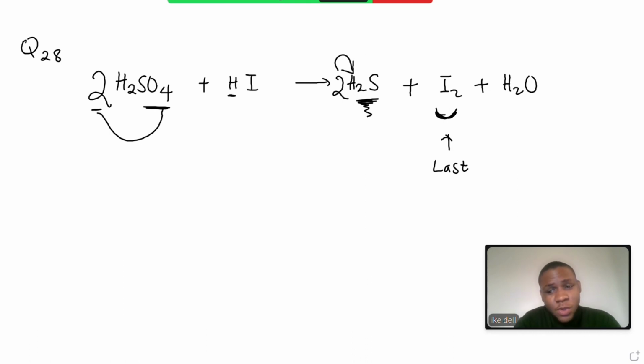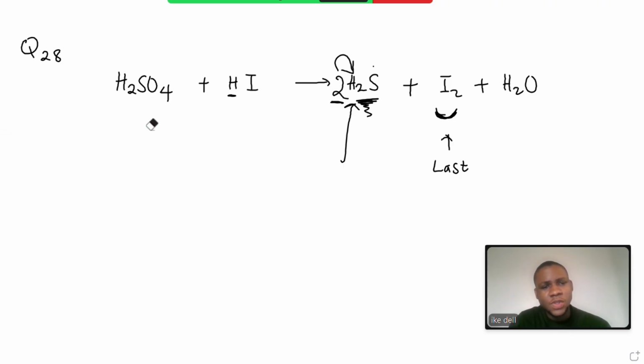So I don't think it would be a good move starting to balance this by looking at hydrogen, because whatever I do in that case, I'll probably just mess it up again if I'm trying to balance the sulfur, right? So let's think of balancing maybe oxygen first. We definitely know that iodine will be the last. So we're going to try to balance oxygen first and see how that goes.